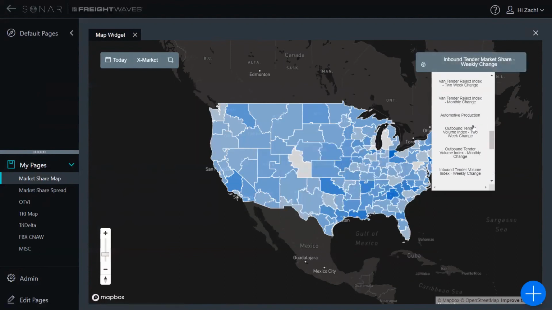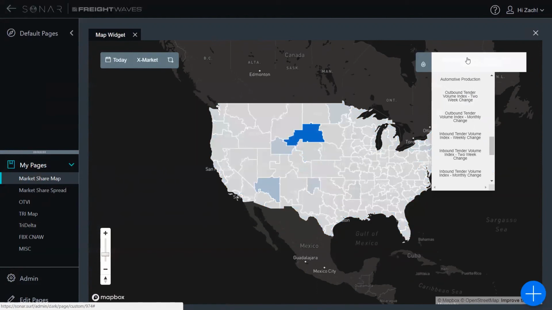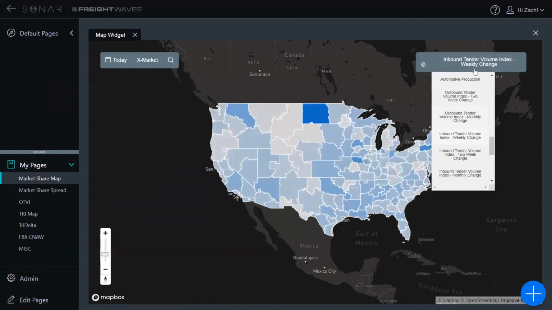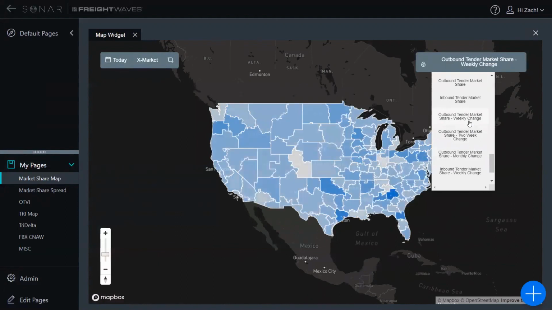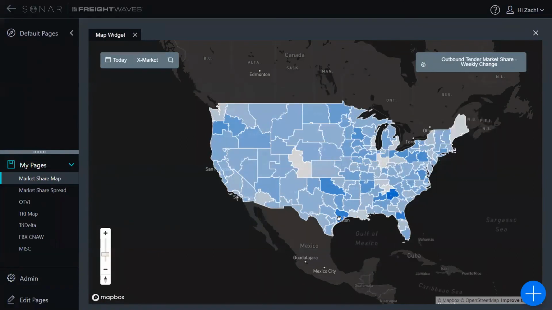And what I mean by time series is pulling up any of these different tender related data sets, whether it be rejections, volumes, or market share, and you can view their change over the past week, 2 weeks, or month. So you can get an idea of how that market and the surrounding markets are changing over time, and what direction they're headed. Yeah.